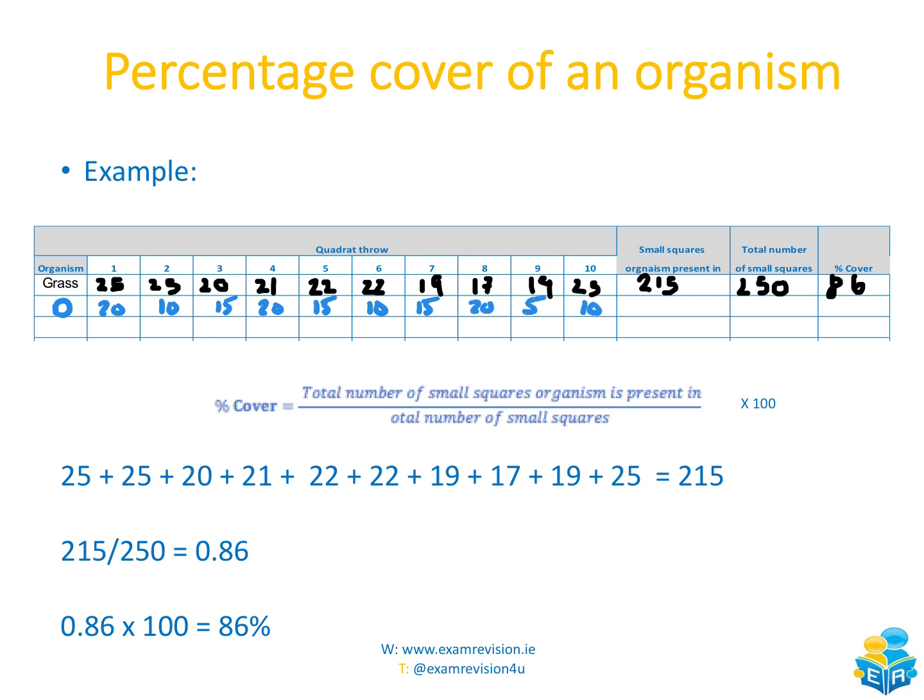So we add up all those: 30, 45, 65, 80, 90, 110, 125, 130, so it's present in 140 small squares out of 250. So we'd have 140 out of 250 times that by 100, and we will get 56%. So 56% of the habitat was covered in daisies. Okay, and again, it doesn't matter what organism you use, it will most likely be a plant. You can calculate the percentage cover.